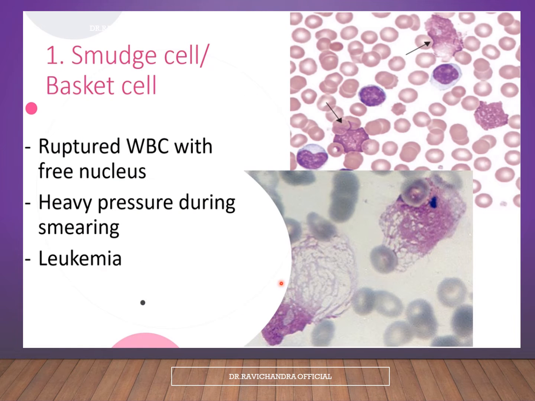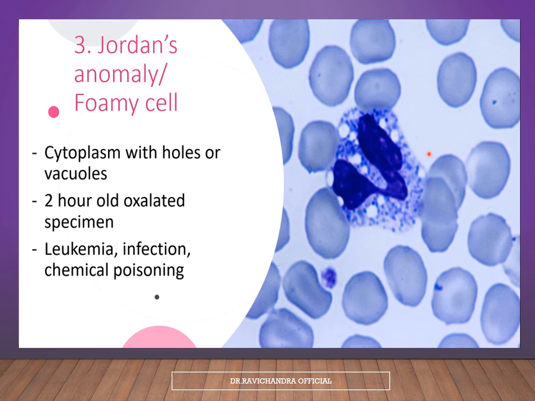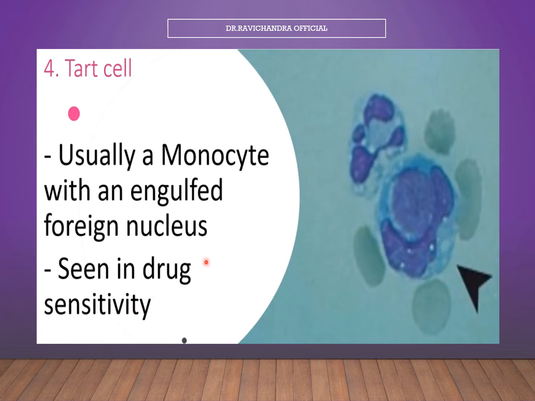Now, first, the smudge cell or basket cell: a ruptured WBC with a free nucleus. Heavy pressure during smearing will result in a smudge cell or basket cell, and they are characteristically seen in chronic lymphocytic leukemia (CLL). Jordan's anomaly or foamy cells: these have cytoplasm with holes or vacuoles, and are seen in old oxalated samples. These are mostly seen in leukemias, infections, and chemical poisonings.